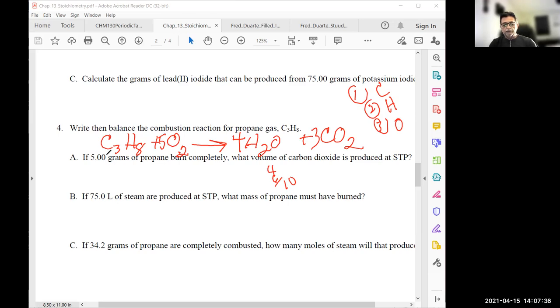Okay. And the first question is, if 5 grams of propane are burned completely, what is the volume of carbon dioxide? So in this case, we're talking about carbon dioxide and propane. And if it's 5 grams of propane, how many liters of carbon dioxide are created is the question.